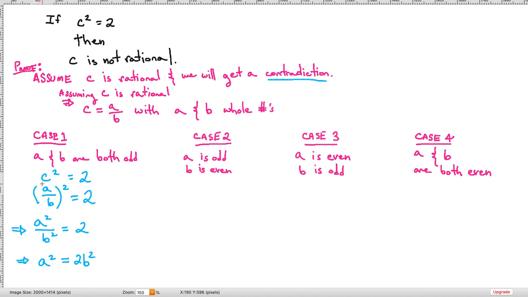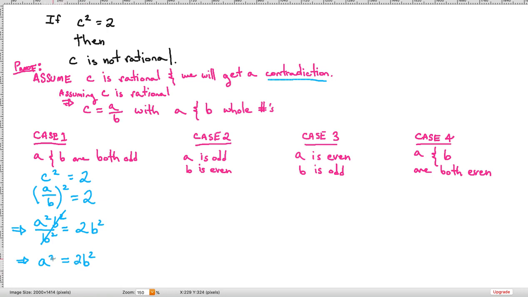If C squared equals 2 and C is equal to A over B, then A over B squared must equal 2. Then this is just the definition of squared: A over B times A over B is A squared over B squared. And if I multiply this equation by B squared, these cancel. B squared over B squared is 1. I'm left with A squared equals 2B squared.